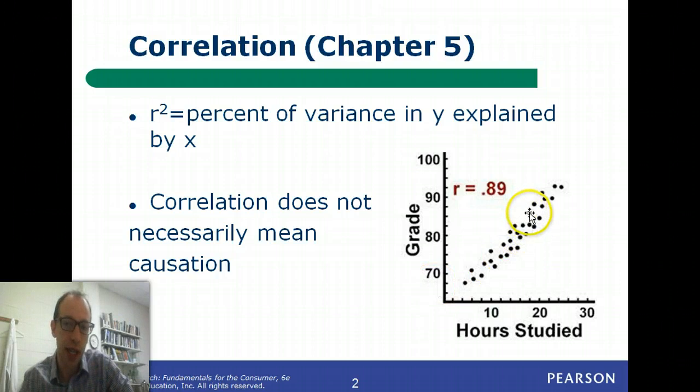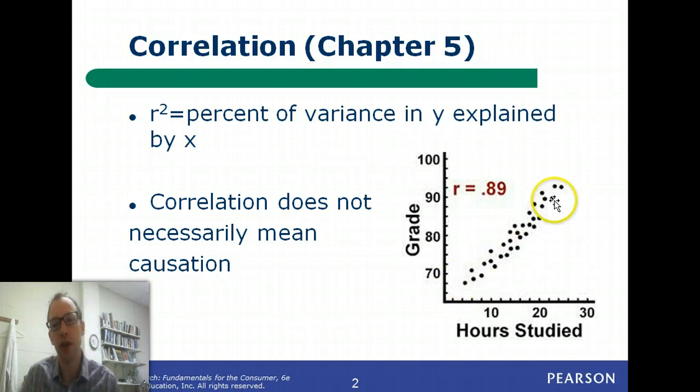Each dot here in the scatter plot represents one student. For example, let's pick a dot right here. This person studied about 20 hours for the test and got about an 85, whereas this person down here studied about 5 hours and looks like they got a 68 or 66, something around there. Each person is a dot.